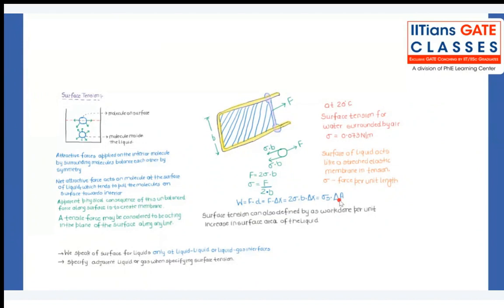So what is this work done? Surface tension, you can also think of as the work done per unit increase in the surface area of the liquid film. So you are doing certain work to increase the surface area of the film. Also remember, whenever we talk about surface tension for liquids, we need to talk about the interface, whether it is a liquid-liquid interface or a liquid-gas interface. Always specify, with respect to the liquid, what is on the other side of the interface.